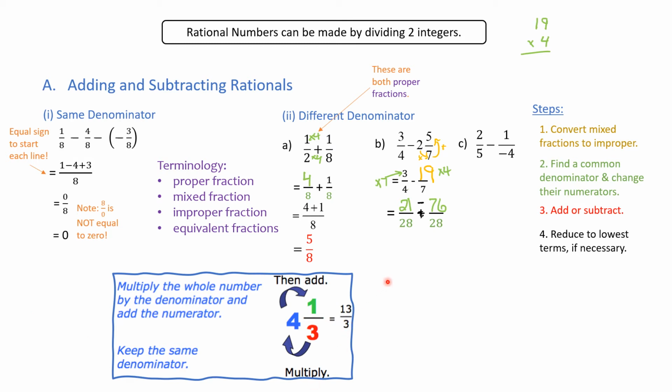So what do we do next? We are on the red one here, add or subtract. So we can put everything together, and when we add or subtract 21 minus 76, we get negative 55 over 28.